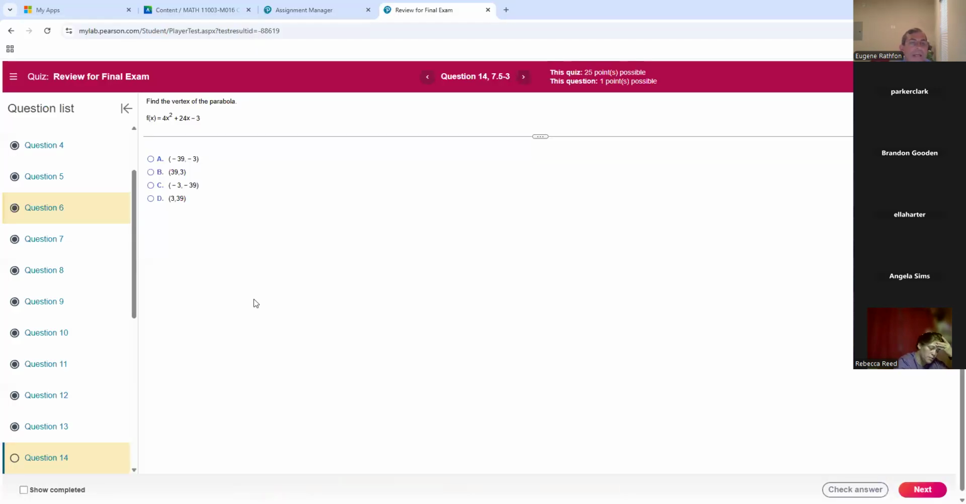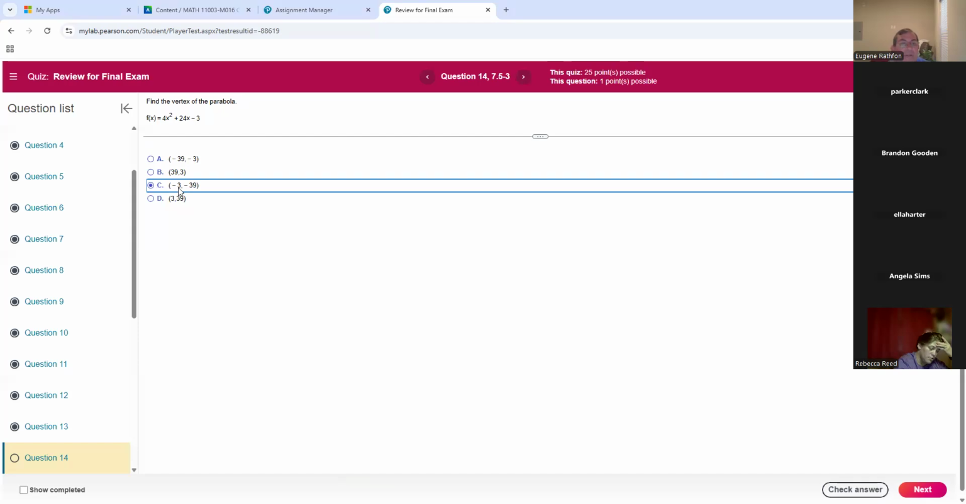So if you notice, once I got that -3, I could have picked C because that's the only one that had the -3 like I needed. And then there's that -39 we got for the y value. So yeah, if you can at least get the x value, you should be able to get this one right, okay?